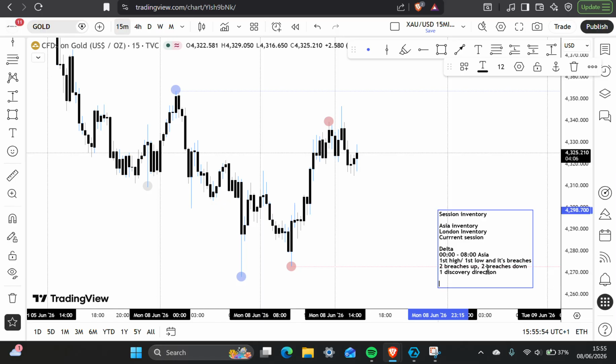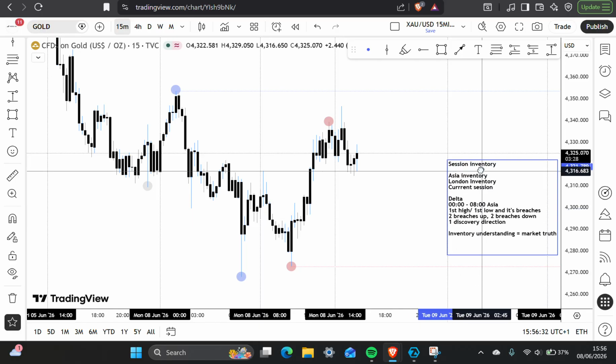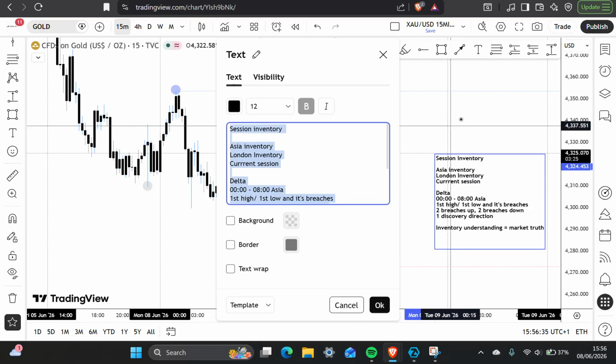When you understand this, it's over. Honestly, guys, when you understand what I'm about to show you and you just keep practicing this, give it maximum 3 days, and you should be able to grasp this sort of content. And when you see in real time, inventory understanding equals market truth, and market truth equals market moves. That's it. So allow me to show you how to first of all read the first high.